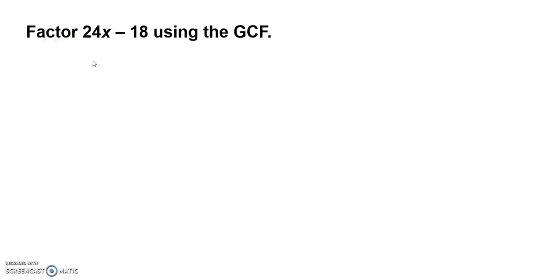Okay, so this problem says factor 24x minus 18 using the GCF. The GCF stands for greatest common factor. So I look at each number and ask what can go into both of these. I know they're both even, so obviously 2 goes into both of them, but that's not the greatest one. 4 goes into 24, but it doesn't go into 18, so that wouldn't work. 6 goes into 24, and 6 goes into 18. Oh, that works. So I'm going to factor out a 6, because I think that's the highest.